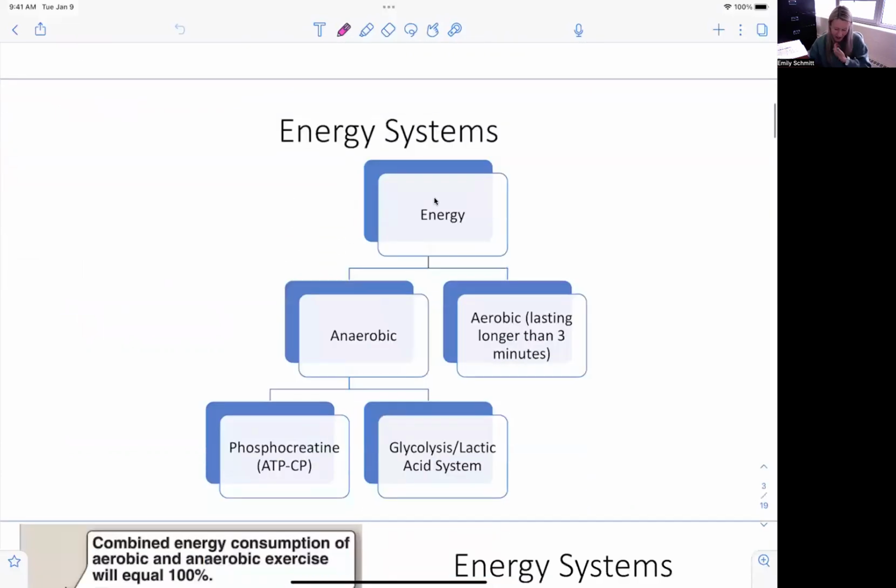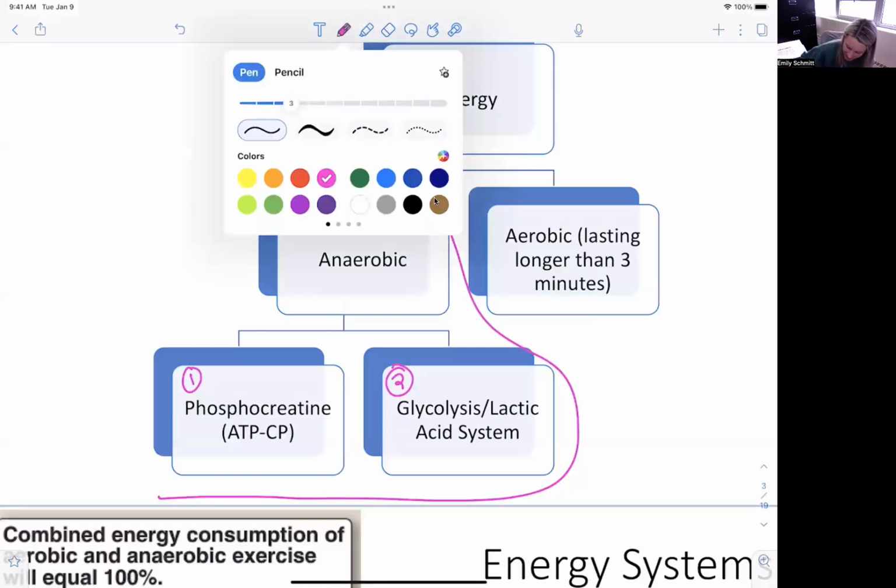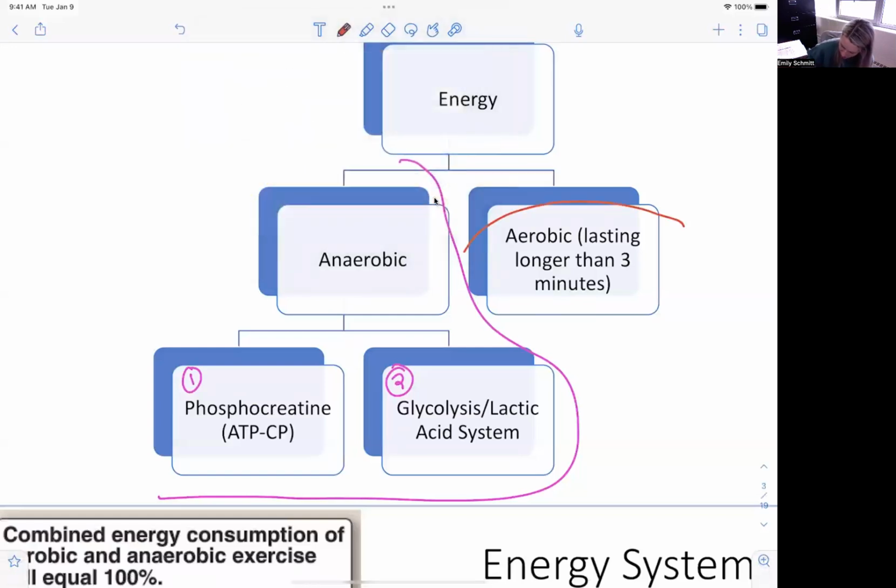So again, we have our sort of three energy systems. Remember, for our anaerobic energy systems, we have the ATP-PC system. The second one is our glycolytic lactic acid system. And then this unit is going to cover this aerobic energy system. So those lasting more than 3 minutes up to hours of activity. So sort of think of long, slow duration activities.